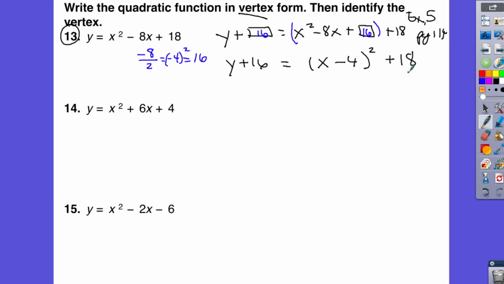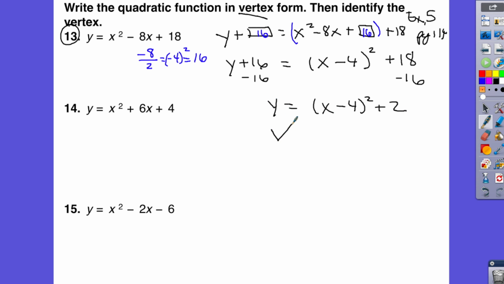Well, it's not quite vertex form. If you remember, we have to get rid of the 16. So we're going to subtract 16 from both sides. And it's going to be y equals (x minus 4) quantity squared plus 2. It is in vertex form.